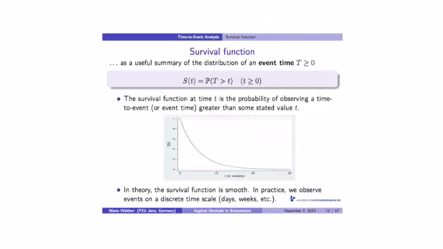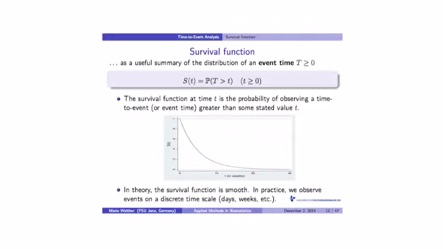Here you see a curve of the survival function. The survival function is a decreasing function, starting at time 0 with a probability of 1, because at the beginning of the study, all patients are event-free. So the probability that the patient is event-free at the beginning of the study is 1. Yes?